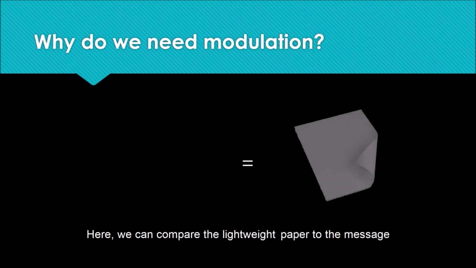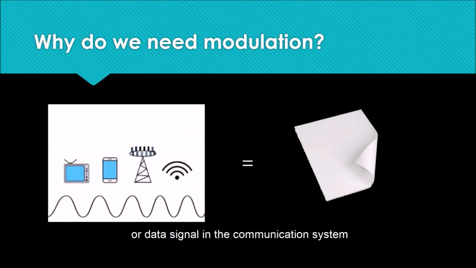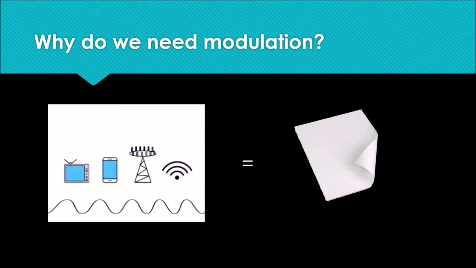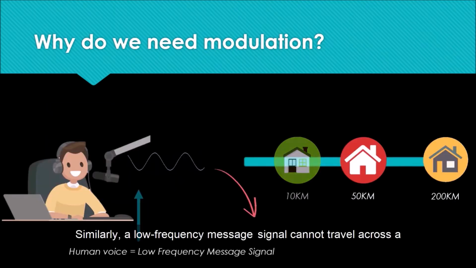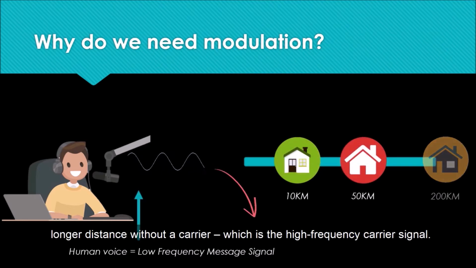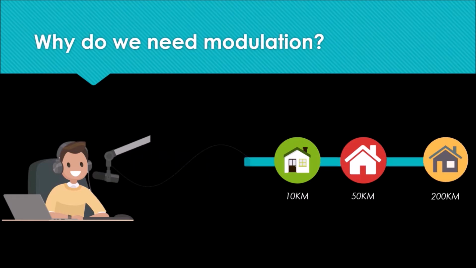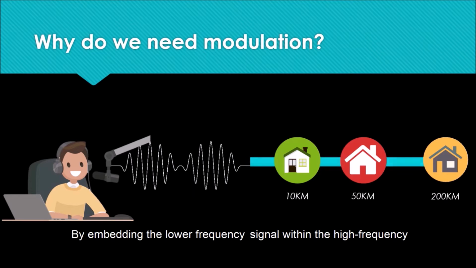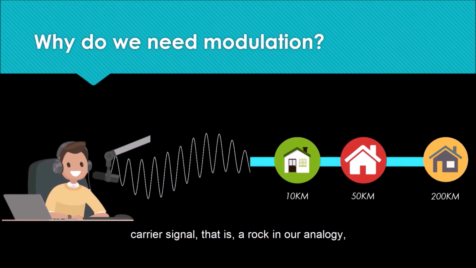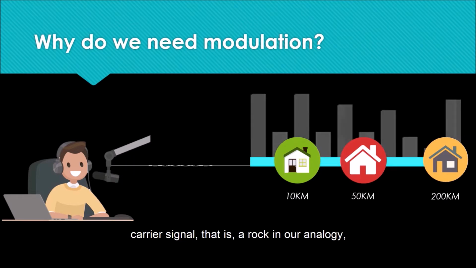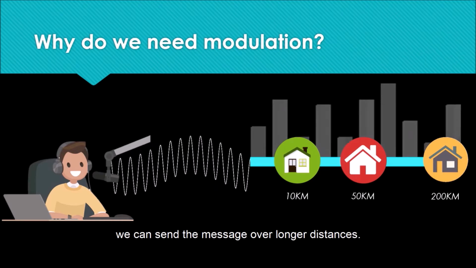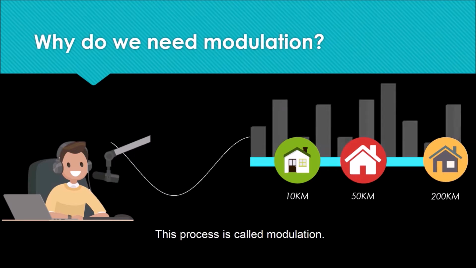Here, we can compare the lightweight paper to the message or data signal in the communication system. Similarly, a low-frequency message signal cannot travel across a longer distance without a carrier, which is the high-frequency carrier signal. By embedding the lower frequency signal within the high-frequency carrier signal, that is, a rock in our analogy, we can send the message over longer distances. This process is called modulation.